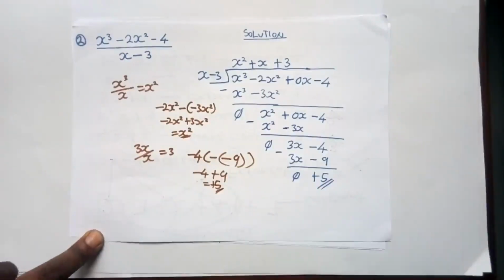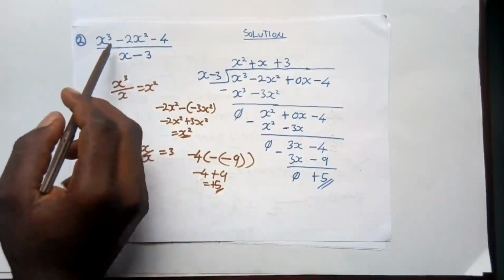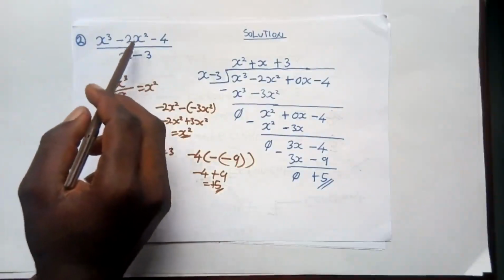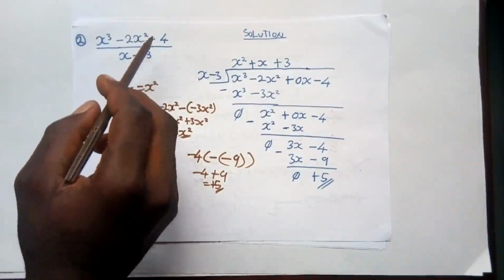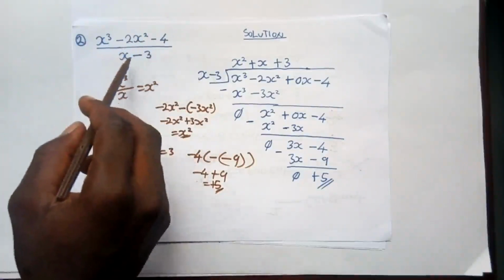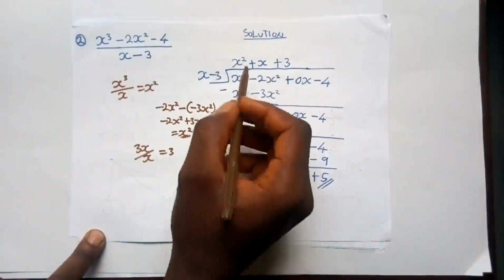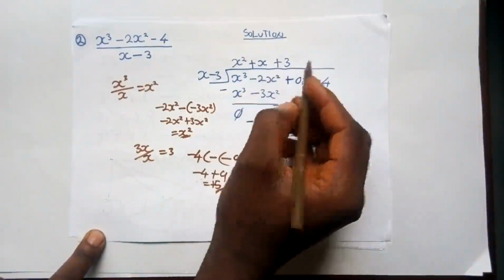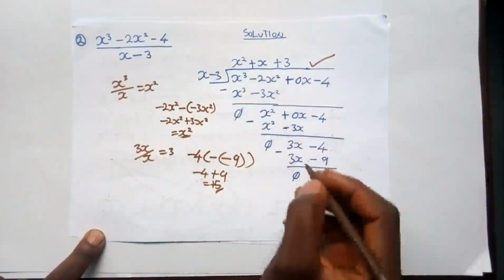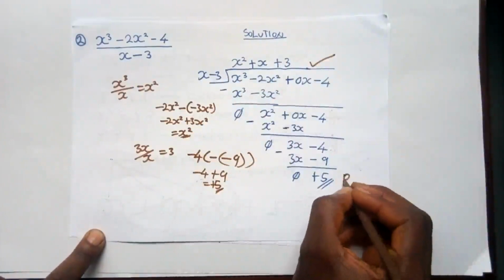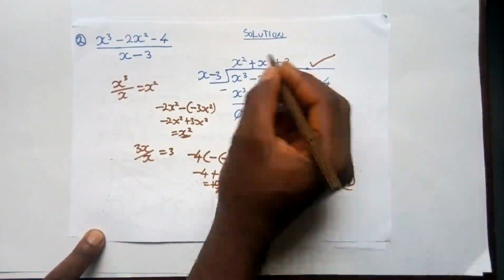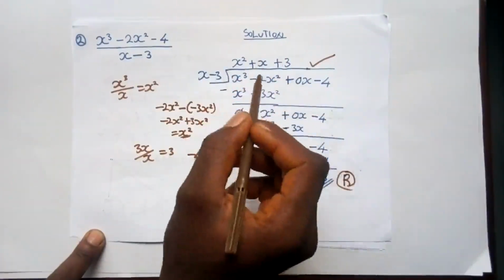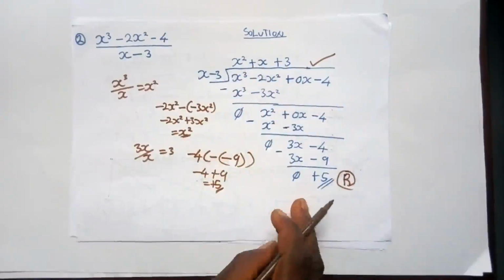So when you divide x raised to the power of 3 minus 2x raised to the power of 2 minus 4 all over x minus 3, you have x squared plus x plus 3 as your answer with the remainder 5. So 5 is the remainder and this is the answer. So this is the whole number and 5 is the remainder.